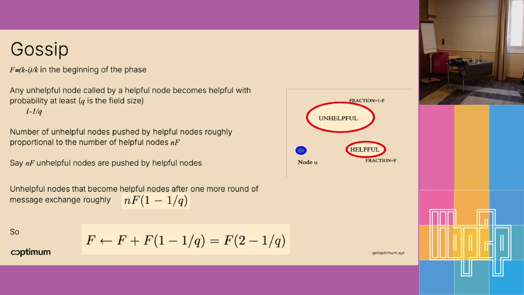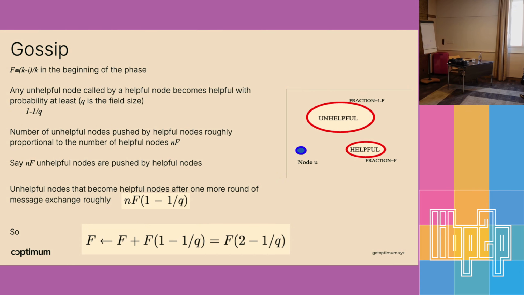Okay. So there's going to be a first phase where I'm going to just watch as unhelpful nodes transform into helpful nodes. Okay? And any unhelpful node that's called by a helpful node is going to increase its degree with probability 1 over 1 minus q. Basically with probability roughly 1, right? The q is the fudge factor for the field size. All right. So the number of unhelpful nodes that are pushed by helpful nodes is roughly NF. Makes sense? At any time, right? So roughly NF. F was a fraction. There were n nodes. Does it make sense?